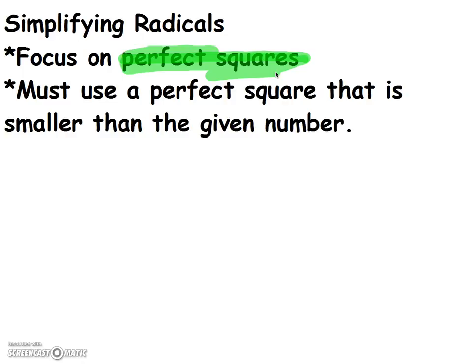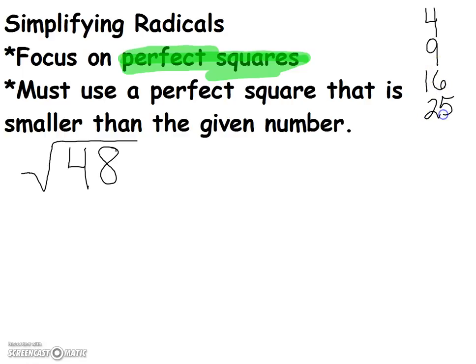Whenever we're renaming, we're going to make sure that we're using one number that is a perfect square, but it has to be smaller than the given number. So let's look at an example together. Okay, so I have the square root of 48. When I look at 48, we know that 48 is not a perfect square. The perfect squares that we should start with are 4, 9, 16, 25, and 36. Those are all of your perfect squares that are smaller than the given number.